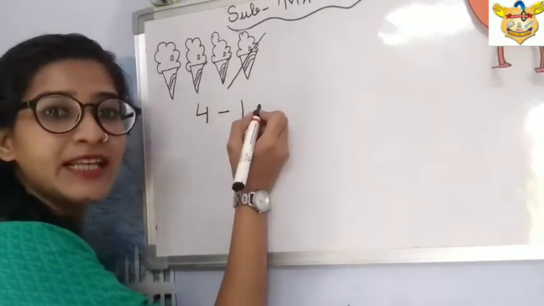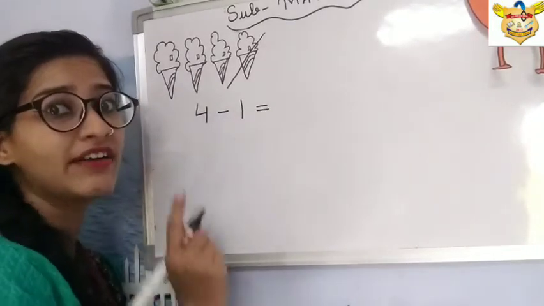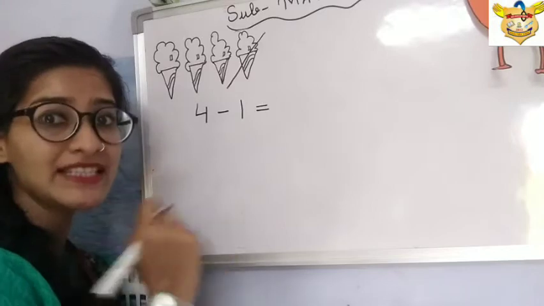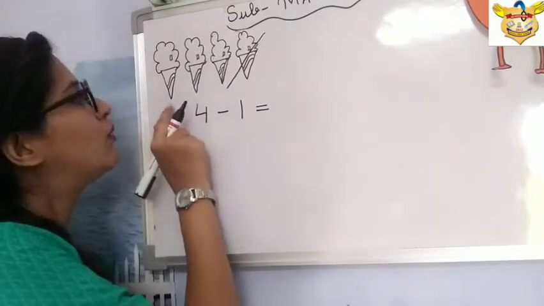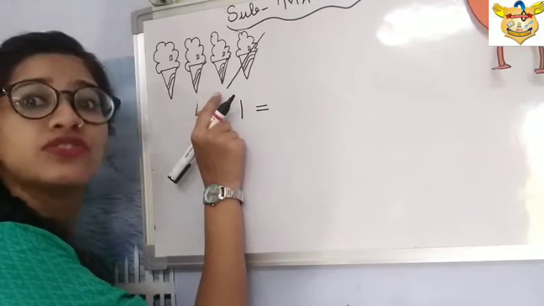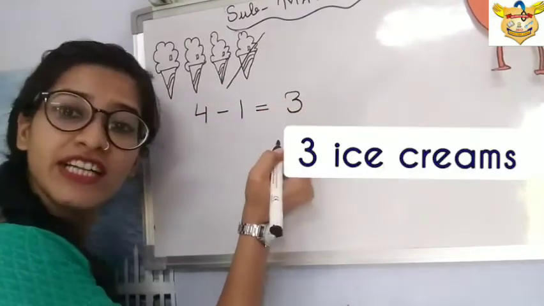Now kids, tell me how many ice creams are left here. अब मेरे पास कितनी आइसक्रीम्स बची हैं? Let us count. 1, 2, 3 ice creams. 3 ice creams are left here.